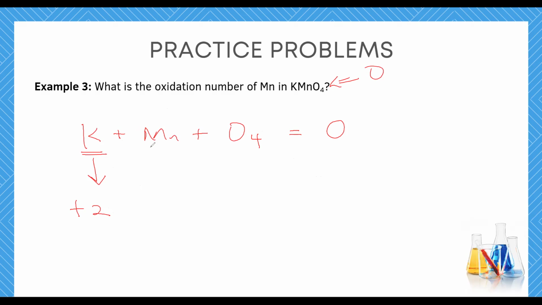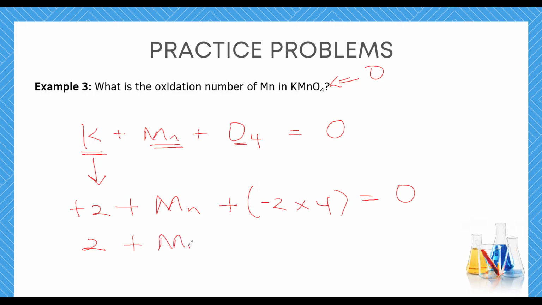Now we are calculating the oxidation number of manganese. We don't know what it is. So we have plus Mn and then plus, this is oxygen. Oxygen is usually -2. So we have -2 times 4, which is equal to 0. So let's calculate now. We have 2 plus Mn plus -8 is equal to 0. So we have 2 plus Mn minus 8 is equal to 0.